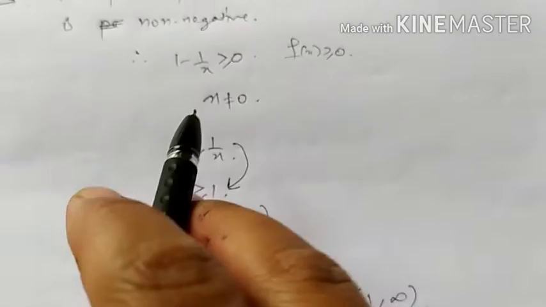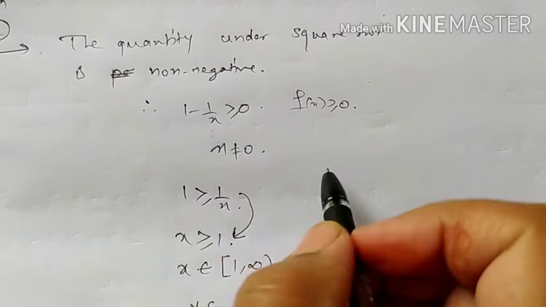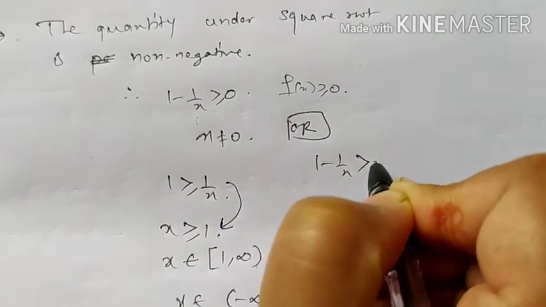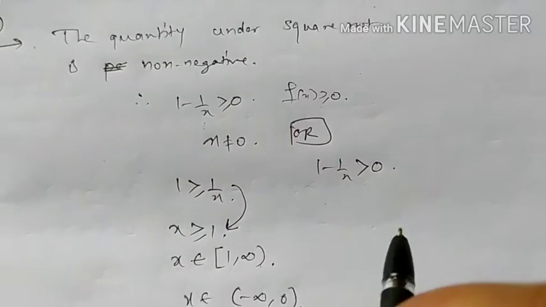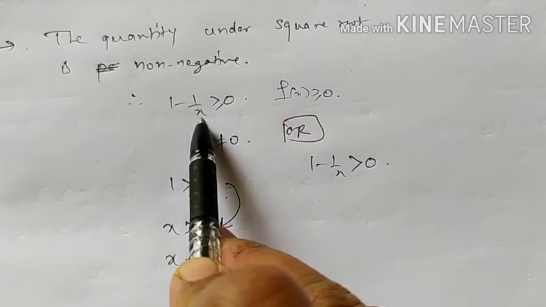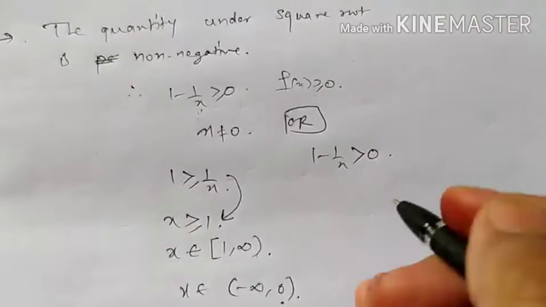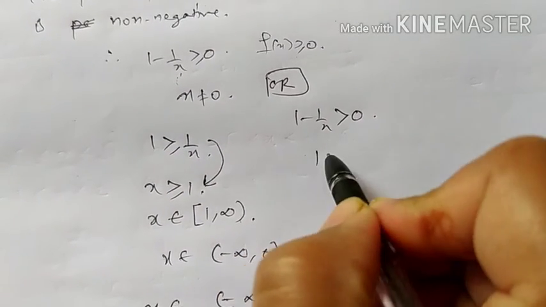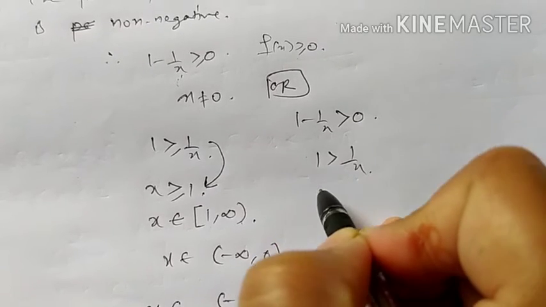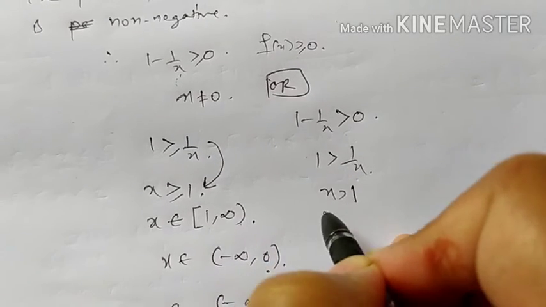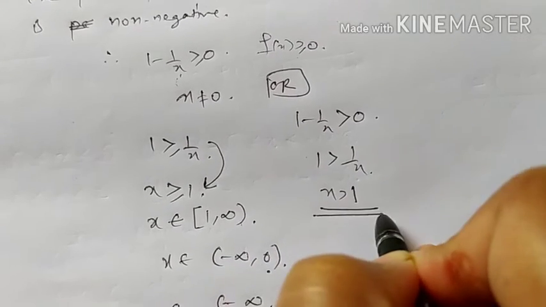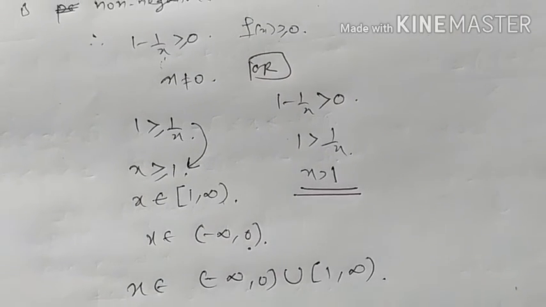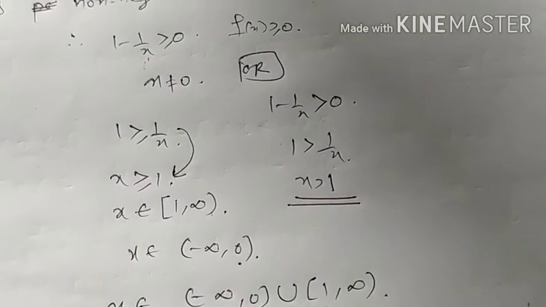So many times they take 1 minus 1 by x strictly greater than 0. See students, here x is non-zero we can consider. So in their solution they can give 1 is greater than 1 by x, so x is strictly greater than 1 if we cross multiply. So they will take open bracket also. Now we'll see in the options what is given.